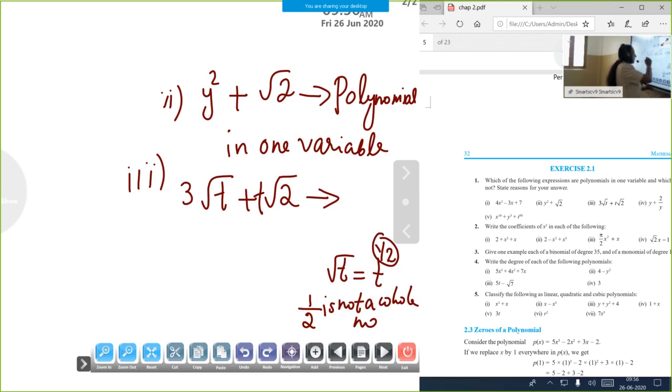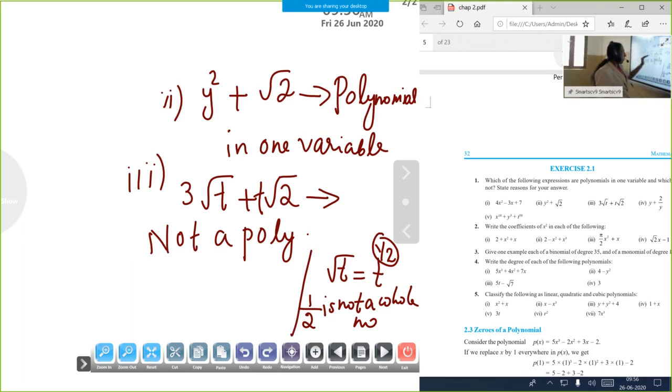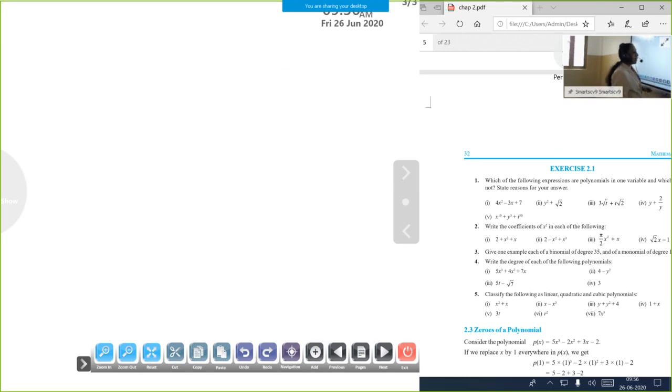What about this expression? Is it a polynomial or not? This is not a polynomial. What is the reason? Because root t is equal to t raised to half. This you write in the working column. 3 root t plus t root 2 is not a polynomial. Reason: root t is equal to t raised to half, and this half is not a whole number. So this expression is not a polynomial. Okay. The next one.